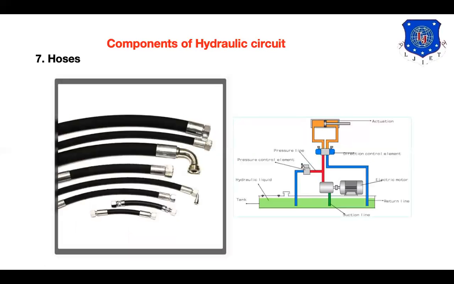Seventh one is the hoses. Hoses are the connecting members which connect our different parts. This is the hose which is connected from the reservoir to the pump. Again, we are using a hose to connect the pump with the pressure element, the direction control valve. Here again, the direction control valve is connected to the cylinder with the help of a hose, right? Same way in the return line. So these hoses also need to be designed in such a way that they handle a lot of pressure.